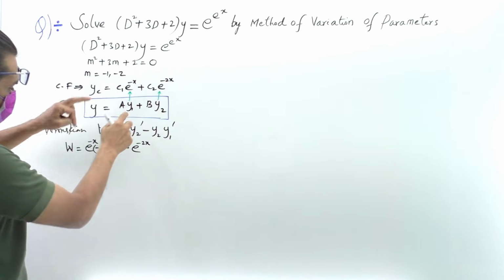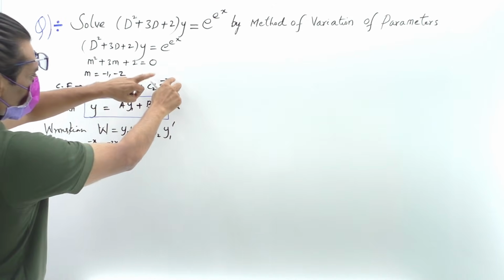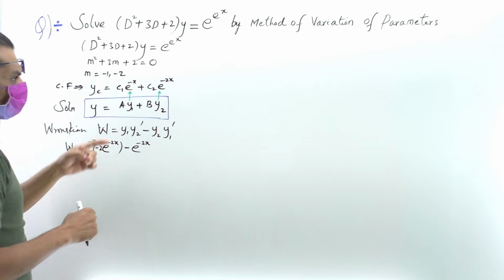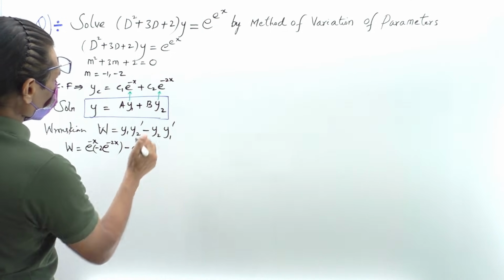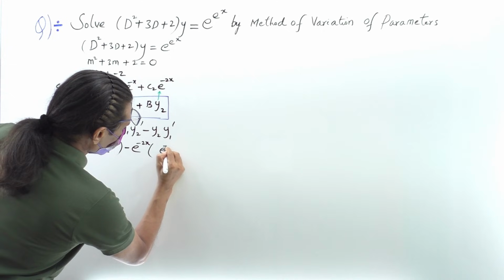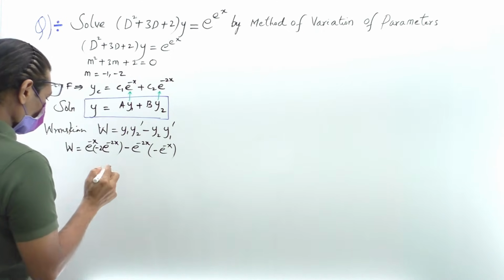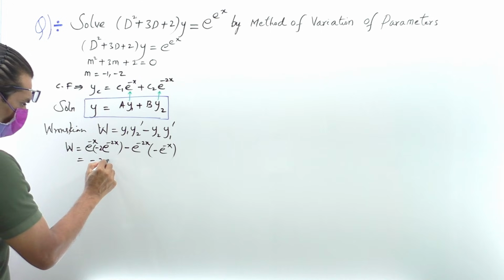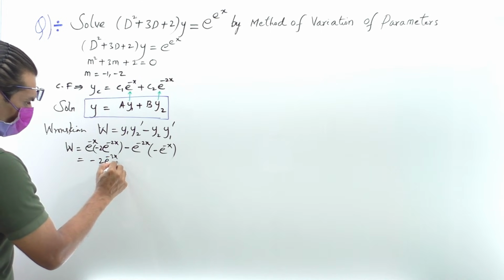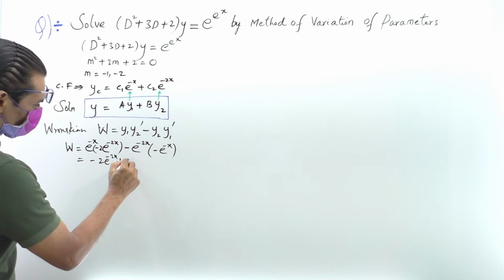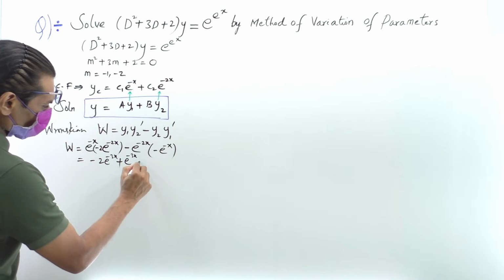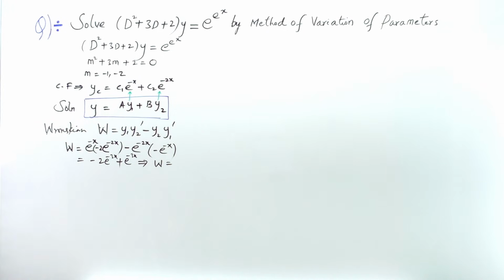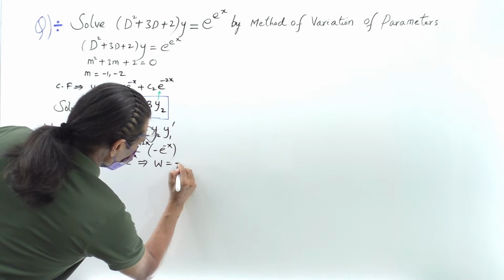So first y1, e^(-x), into the differentiation of y2, which is -2 e^(-2x), minus y2 as it is, into the differentiation of e^(-x), which is e^(-x) into -1. Done. So this will be equal to -2 e^(-3x) plus e^(-3x). That implies we get W equal to minus e^(-3x).